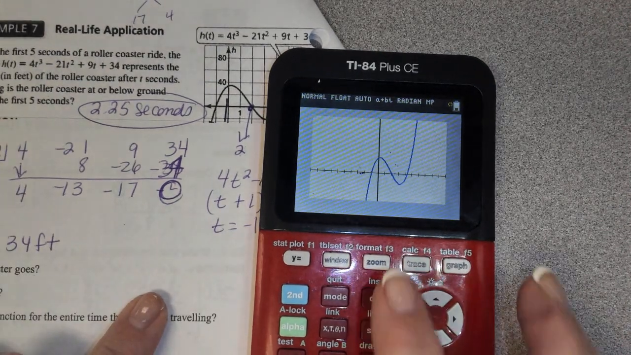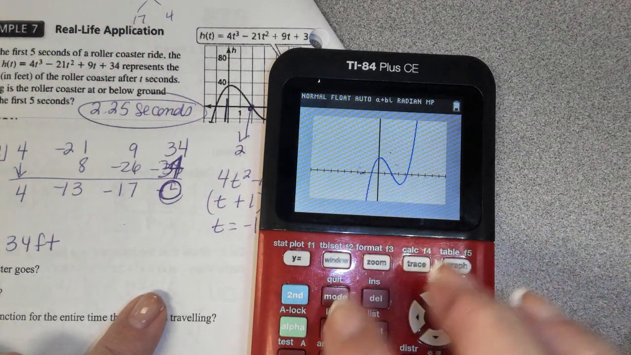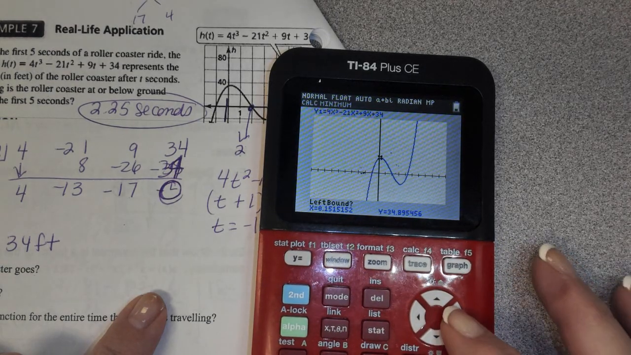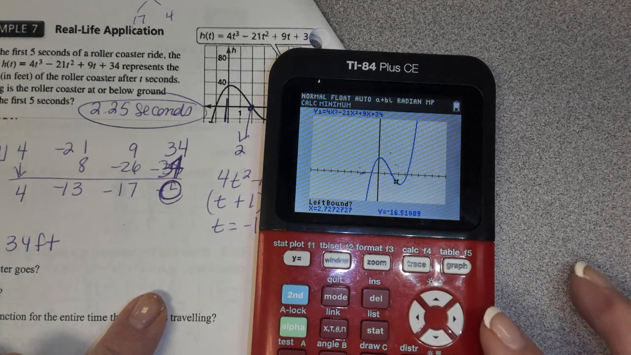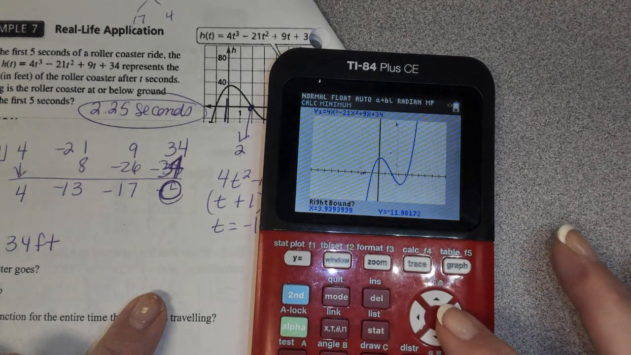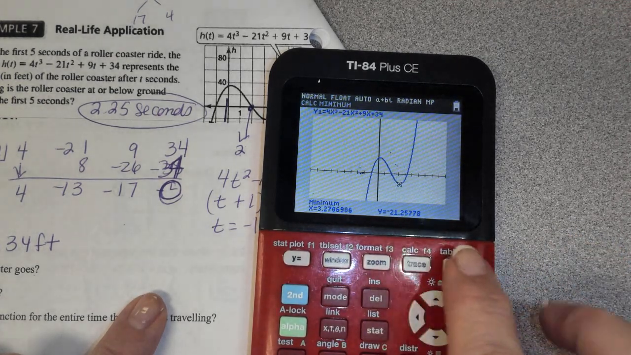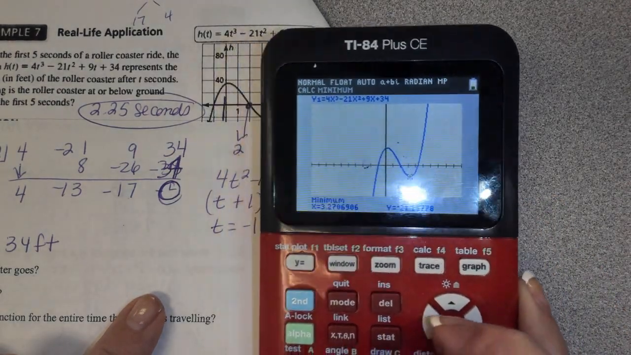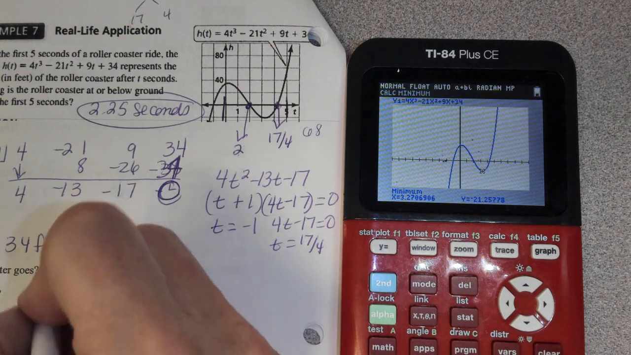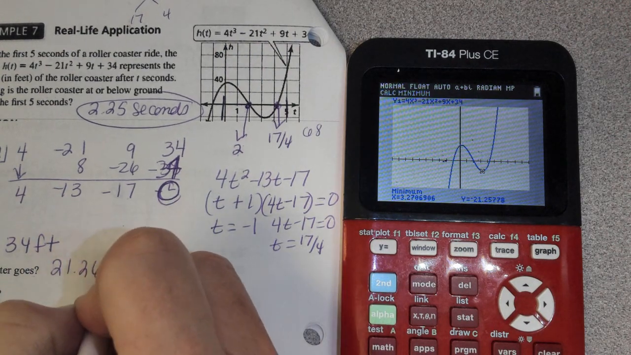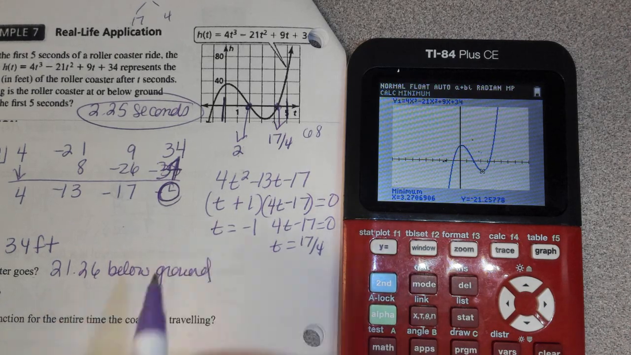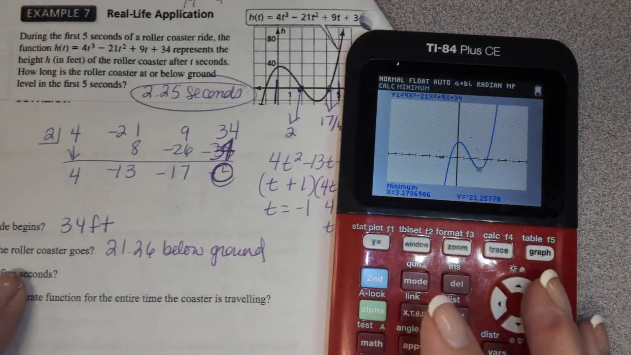Alright, and then it asks me how low it goes, so I need that low point. So second trace, calculate minimum. Get over there close to it, but I have to be on the left of it, on the right of it. And right there is the minimum. What is that? 21.26. Below ground. Okay, that's not too far down below ground.